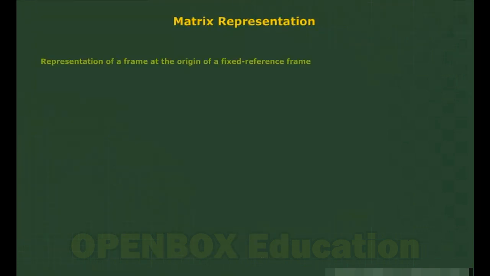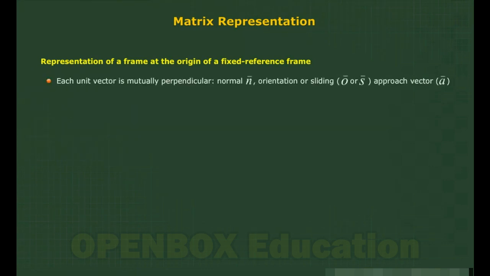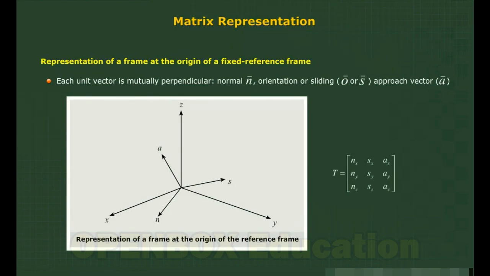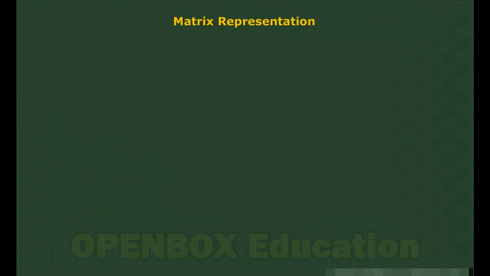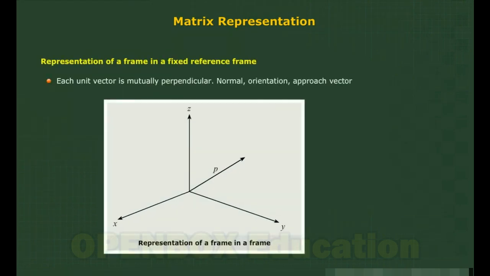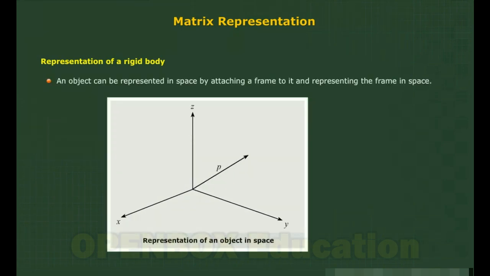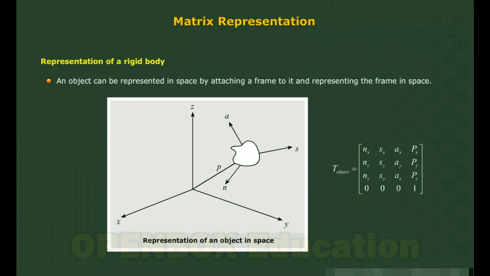Matrix representation. Representation of a frame at the origin of a fixed reference frame. Each unit vector is mutually perpendicular: normal n bar, orientation or sliding O bar or S bar, approach vector A bar. Representation of a frame in a fixed reference frame. Each unit vector is mutually perpendicular: normal, orientation, approach vector. Representation of a rigid body. An object can be represented in space by attaching a frame to it and representing the frame in space.